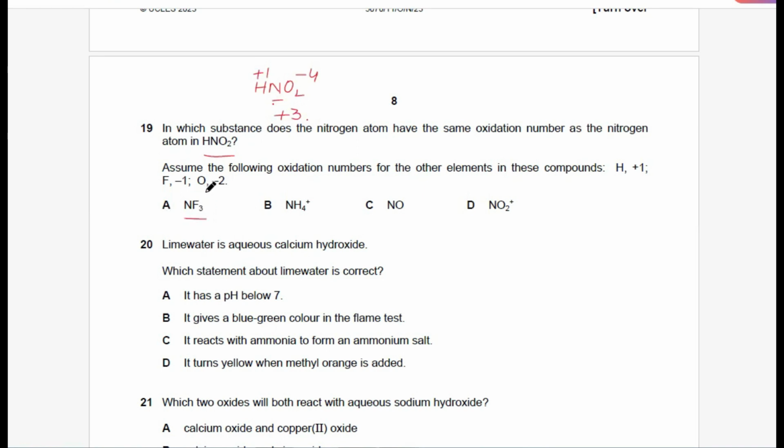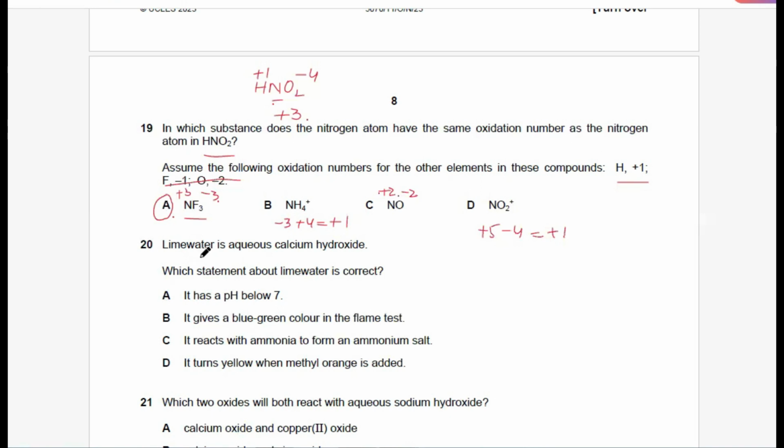If we check this one, fluorine is -1, three atoms, so it is -3, so nitrogen is +3. So straight away we get that A is the correct answer. The rest of them are not correct: in one, oxygen is -2, so nitrogen is +2. Over here oxygen is -4 and the overall charge is +1, so nitrogen should be +5. Over here, if we take hydrogen as +1, four atoms give +4, but the overall charge is +1, so nitrogen is -3. So A is the correct answer.